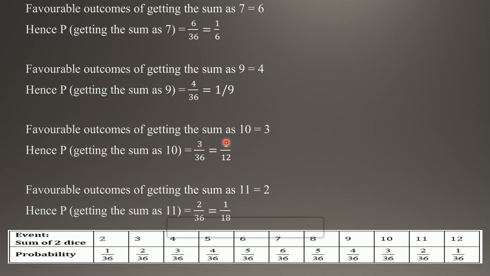Favorable outcomes of getting the sum as 10: how many? 3 only: (4, 6), (6, 4) and (5, 5). That is 3 upon 36, 1 upon 12. Favorable outcomes getting sum as 11 are 2. Hence P of getting the sum as 11 is 2 upon 36, 1 upon 18. We will fill the table in this way. Clear?